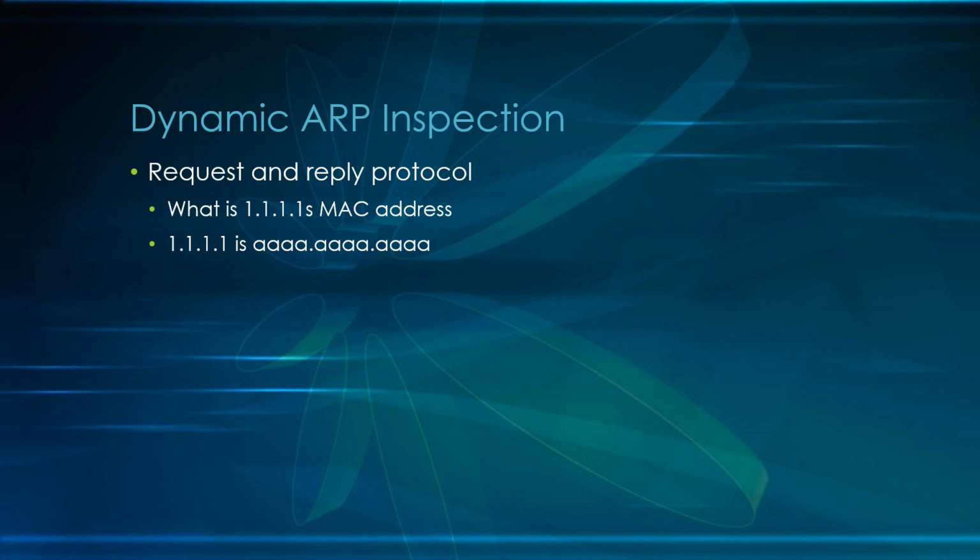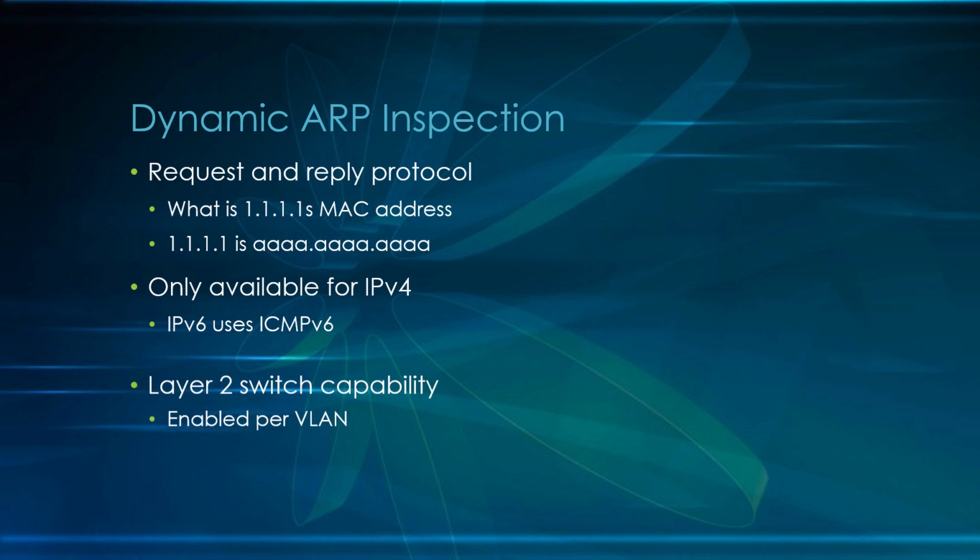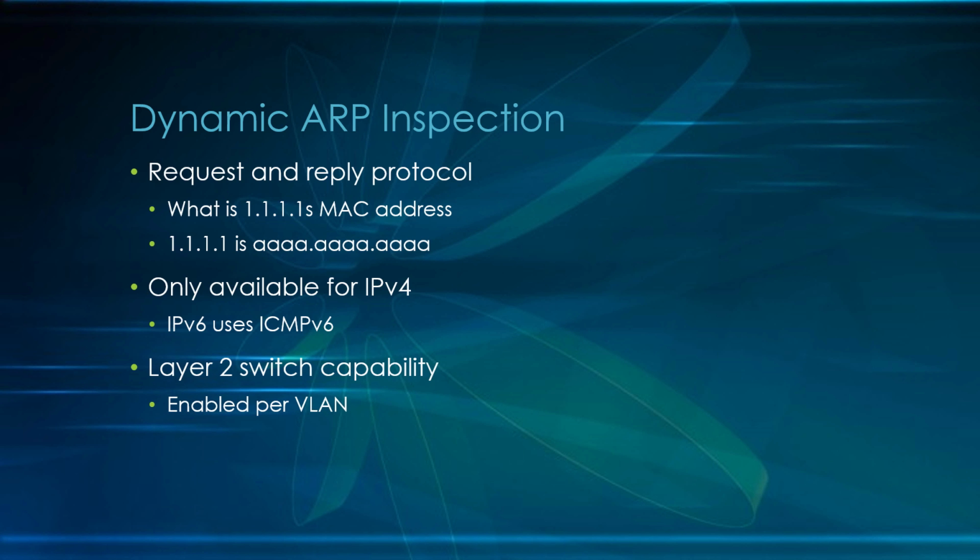So basically, it's what they refer to as a request and reply protocol. It says, what is 1.1.1.1's MAC address? And the reply to that would be 1.1.1.1 is all A's. Now this is only available for IPv4. IPv6 leverages ICMPv6, which is typically referred to as duplicate address detection. It's a Layer 2 switch capability, and it's enabled per VLAN.